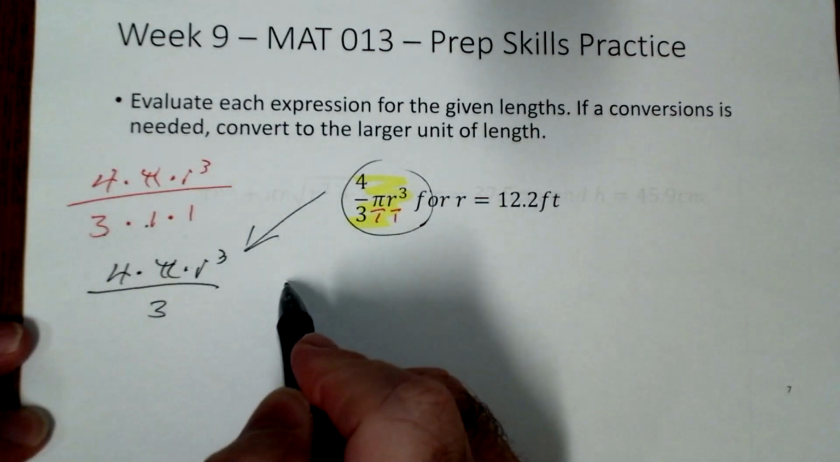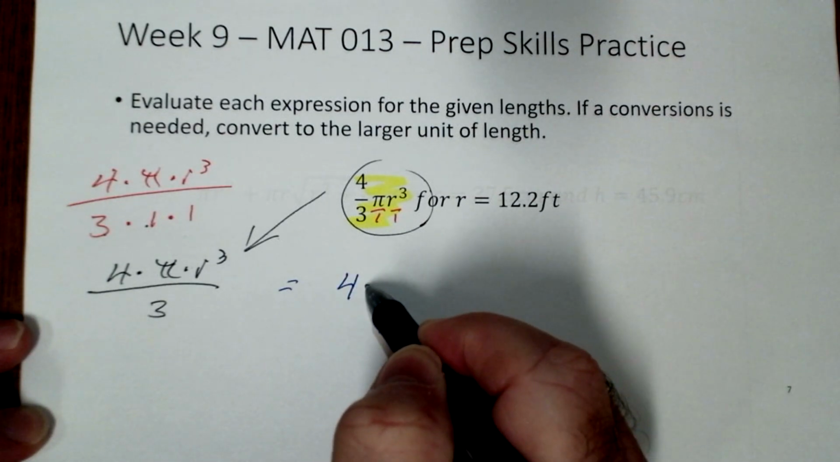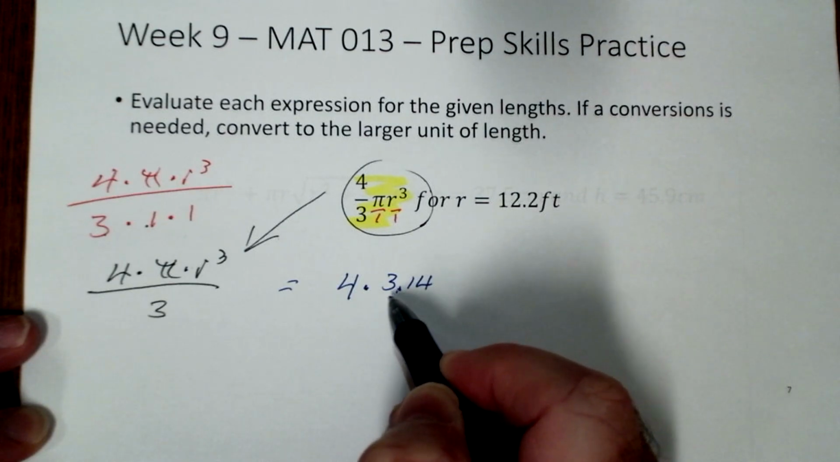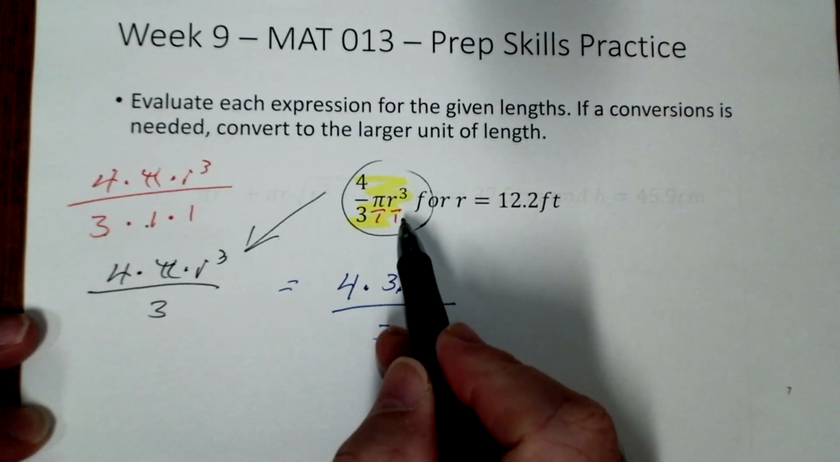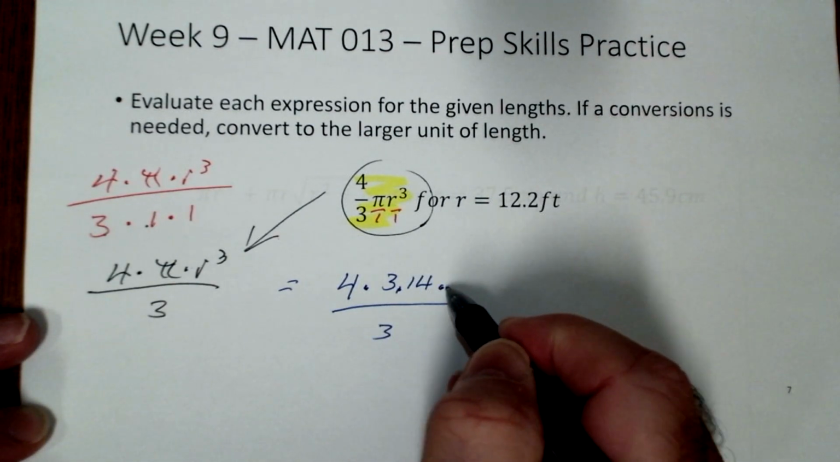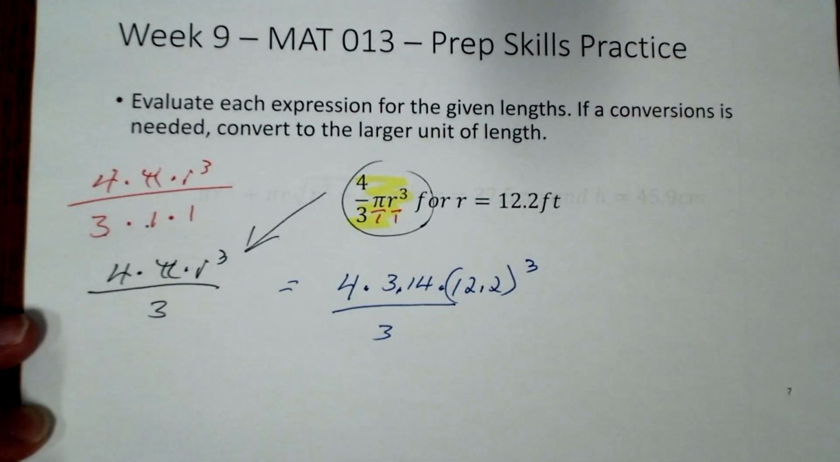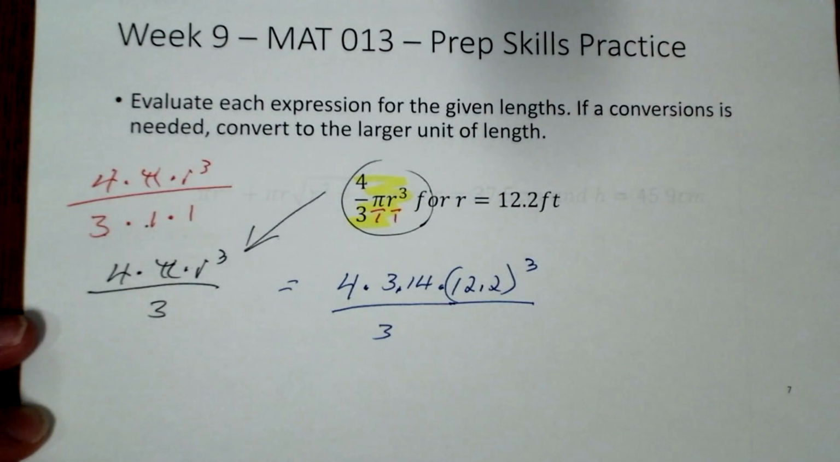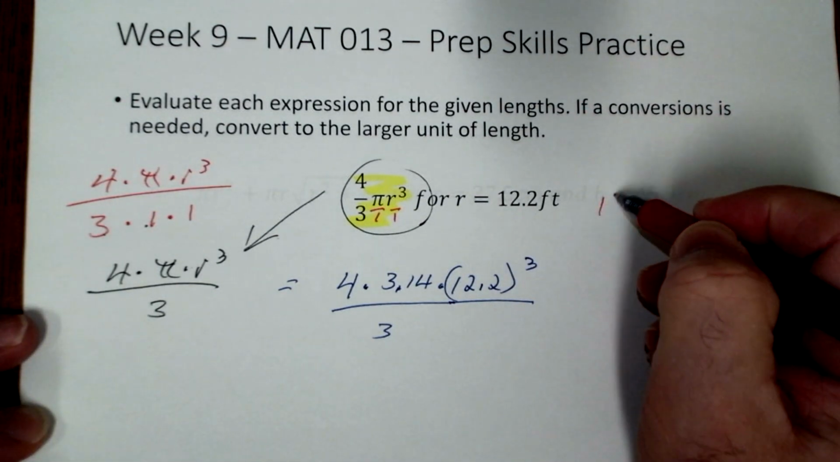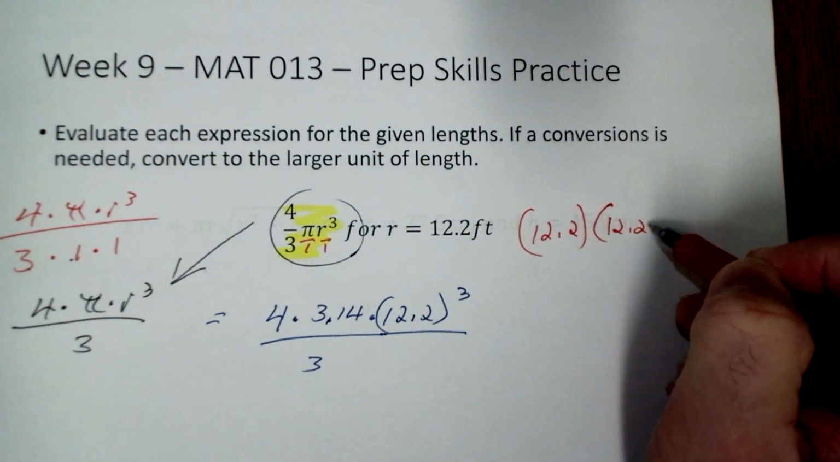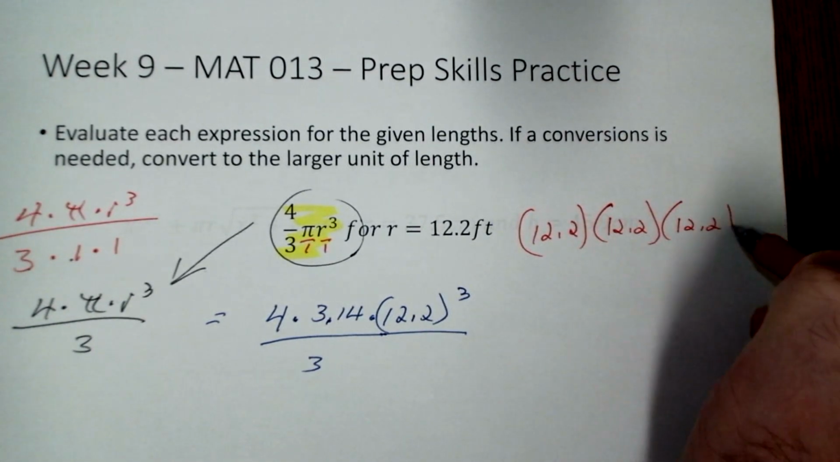So now let's plug values in. So we have 4, and where we see pi, we know that commonly we'll use 3.14. And then for radius, we're told to use 12.2, and we're going to cube it. What does that cubing mean? That cubing is telling us to take 12.2 times 12.2 times 12.2.